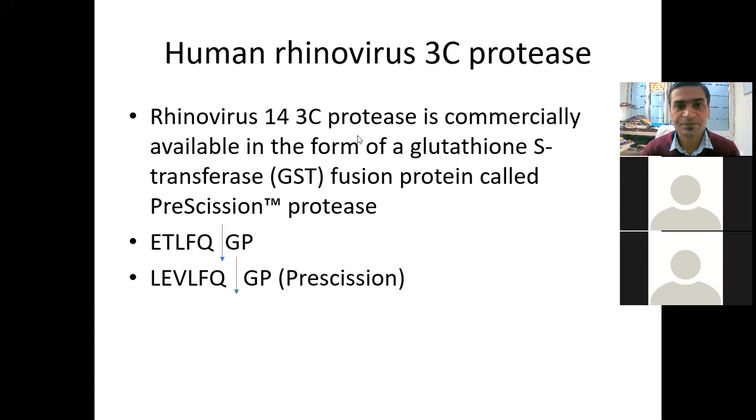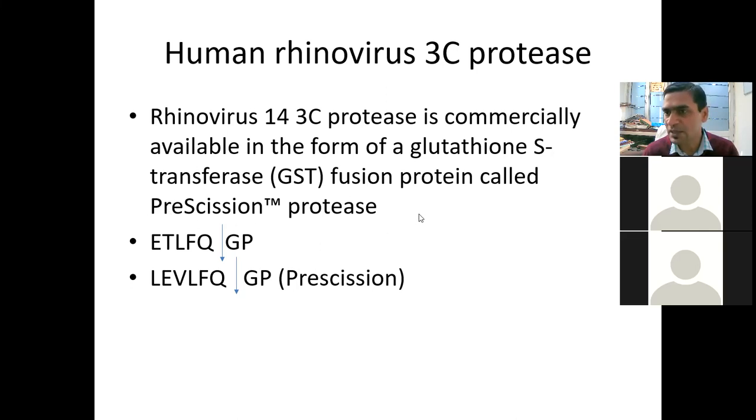Here also the 14 3C protease is commercially available in the form of a glutathione S-transferase fusion protein. Again, you see, these proteins are commercially available as a fusion partner, because ultimately at the end you would like to remove these proteins from the sample. So how can you remove them? Because they have this glutathione S-transferase, GST, you can use glutathione, and it will be captured by the glutathione. Then it can be removed from the mixture. This is a commercially available product, the 3C proteases tagged with GST.